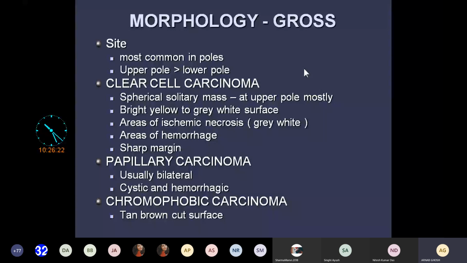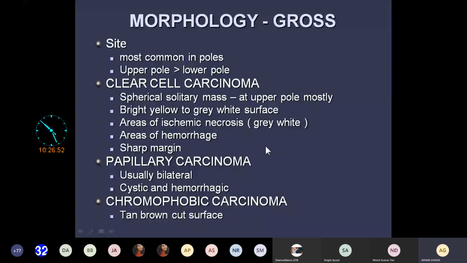So here also I just discussed about it, but anyway, here the tumor will be more in upper pole or lower pole, and upper pole is more common. That also is important. Okay, it is sometimes asked in viva, which pole is more important. Now depending on the type, the gross appearance will be a bit different. Most important is the clear cell carcinoma, and you must remember the clear cell carcinoma gross appearance.